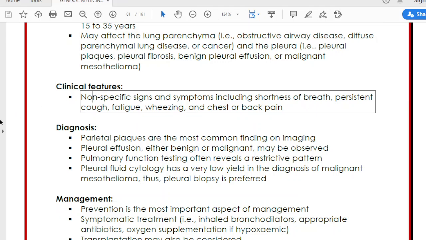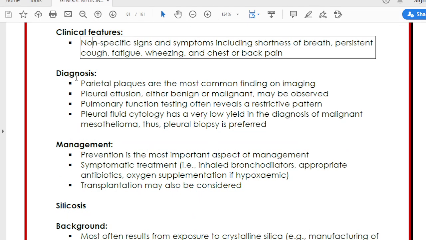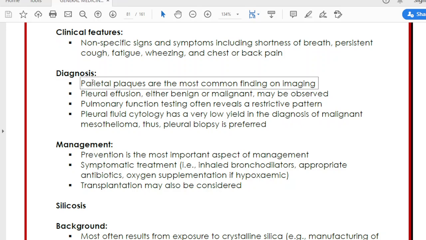Clinical features. Nonspecific signs and symptoms including shortness of breath, persistent cough, fatigue, wheezing, and chest or back pain. Diagnosis. Parietal plaques are the most common finding on imaging. Pleural effusion, either benign or malignant, may be observed. Pulmonary function testing often reveals a restrictive pattern. Pleural fluid cytology has a very low yield in the diagnosis of malignant mesothelioma, thus pleural biopsy is preferred.